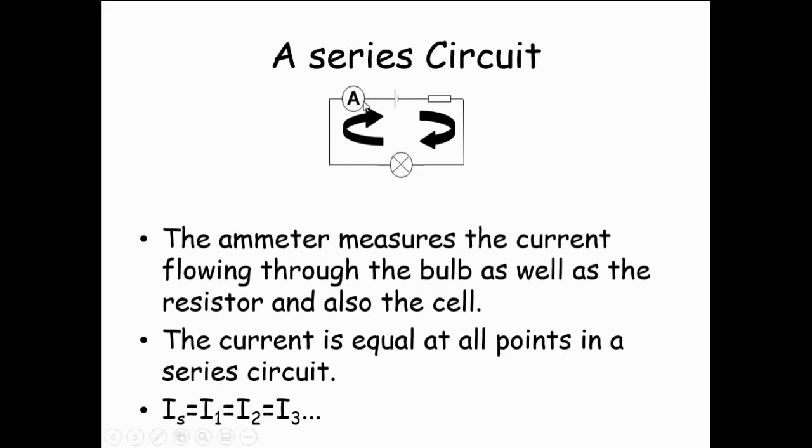In other words, the current from the supply is equal to the current at the first point, the second point, third point, fourth, whatever. However many points you measure it, it will always be the same in a series circuit. The current does not change.